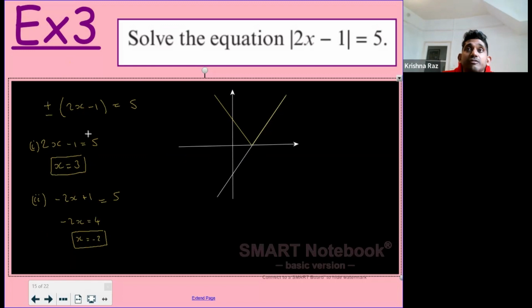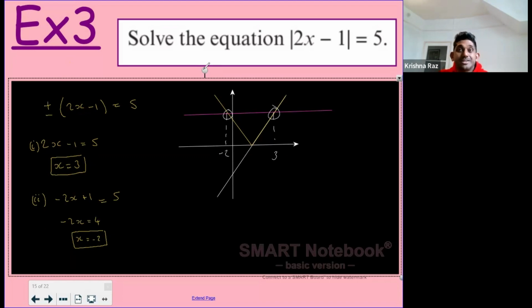And then we need the graph of y equals 5, which will be somewhere like that. So the intersection points here and here would correspond to our solutions of 3 and negative 2.